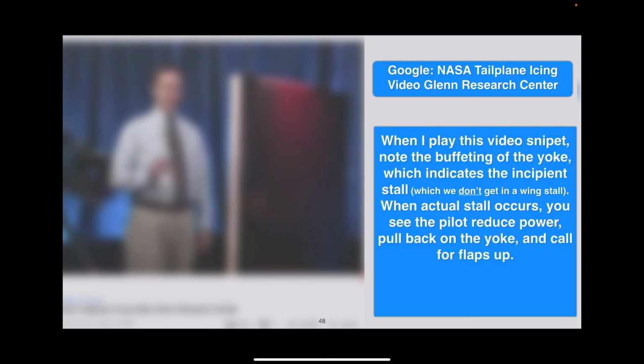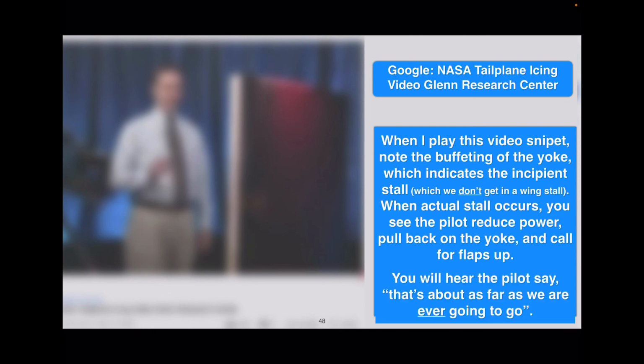Now when I play this video snippet, note the buffeting of the control yoke, which indicates the incipient stall. And when the actual stall occurs, you're going to see the pilot reduce power, pull back on the yoke, and call for flaps up. Now, during this in-flight test, the flight profile did not actually call for stalling, but that is what happened. And you can tell that the pilot had quite enough of this, because you will hear him say, "That's about as far as we're ever going to go." Induced a tailplane stall, and the corrective actions they took.